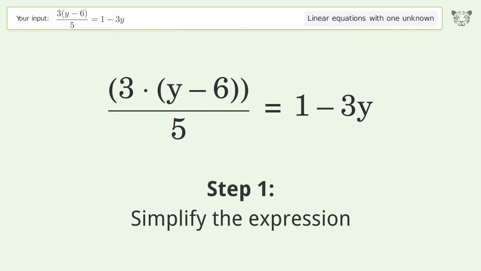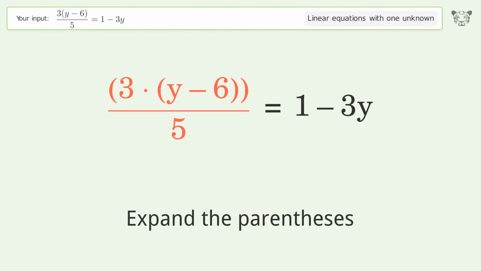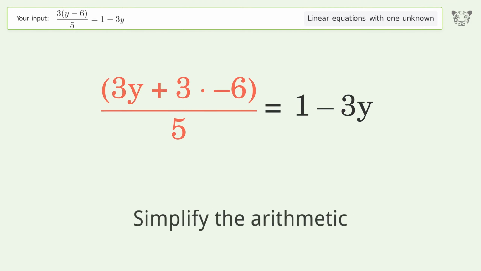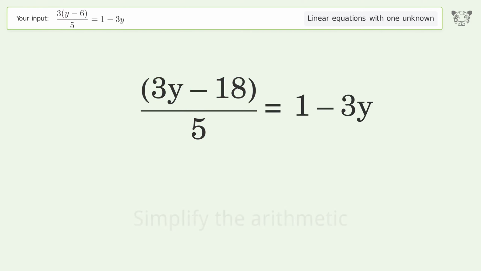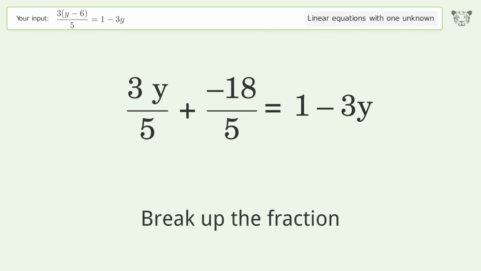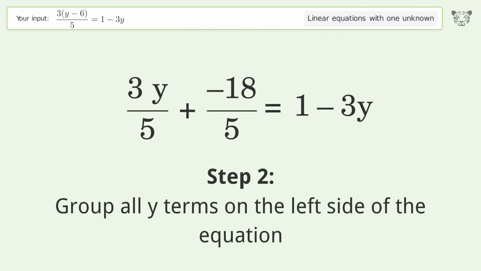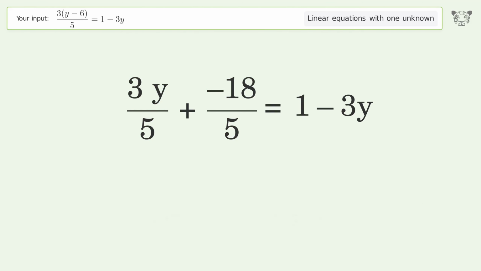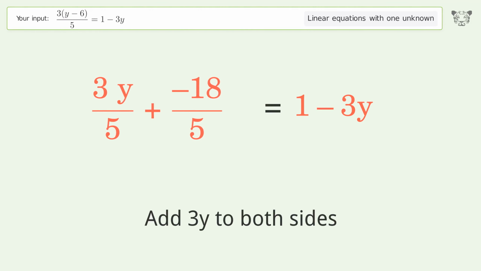Simplify the expression. Expand the parentheses. Simplify the arithmetic. Break up the fraction. Group all y terms on the left side of the equation. Add 3y to both sides.